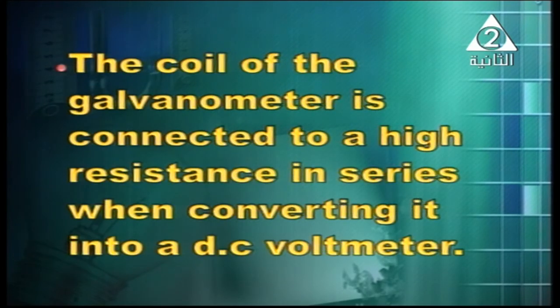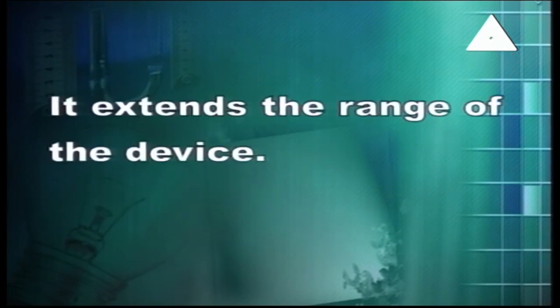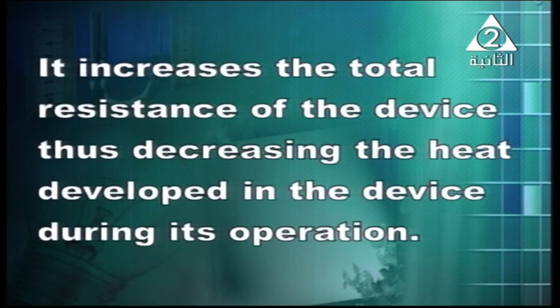Another give reason: the coil of the galvanometer is connected to a high resistance in series when converting it into a DC voltmeter. This high resistance connected in series to the coil of the galvanometer is called multiplier. We want the function of the multiplier. First of all, it extends the range of the device. It increases the total resistance of the device, thus decreasing the heat developed in the device during its operation.